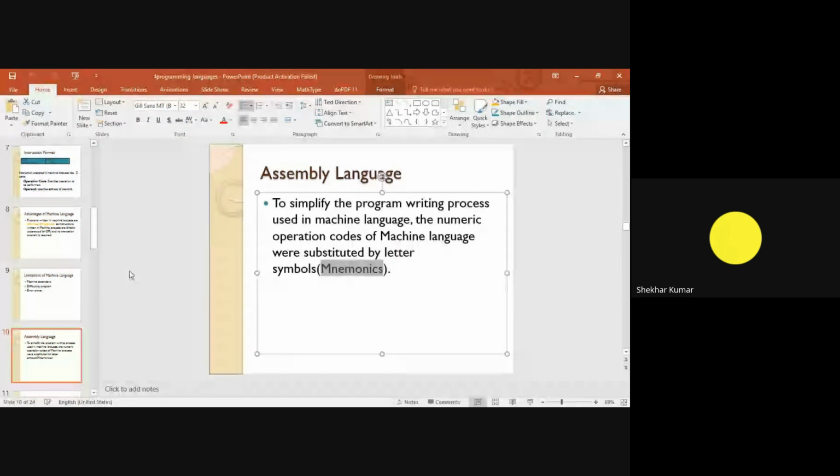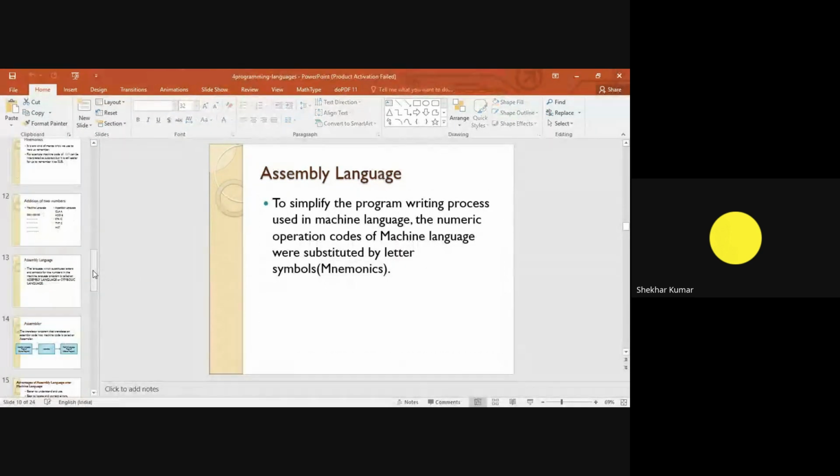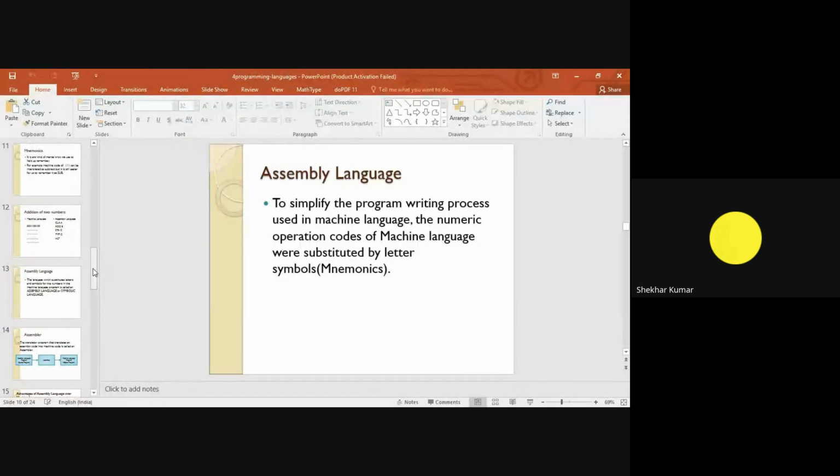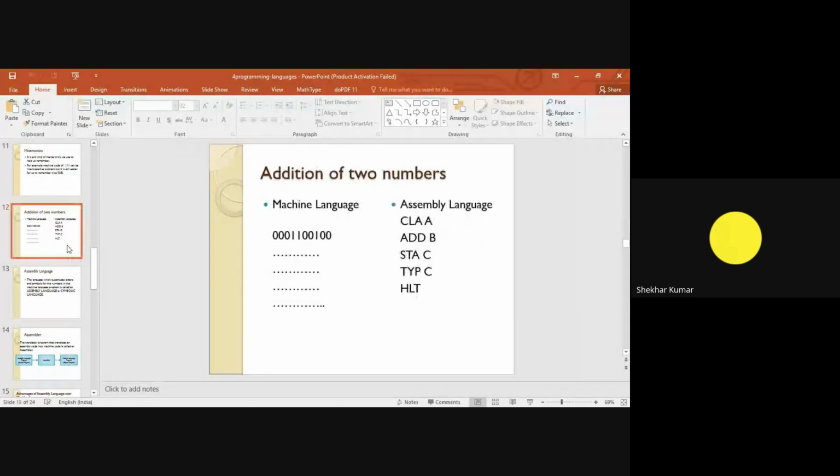So in assembly language, we use mnemonics in place of binary representation. And for conversion of these assembly language mnemonics, there is a requirement of software. That software is called the assembler. This is just an example, you can see that these are your mnemonics.